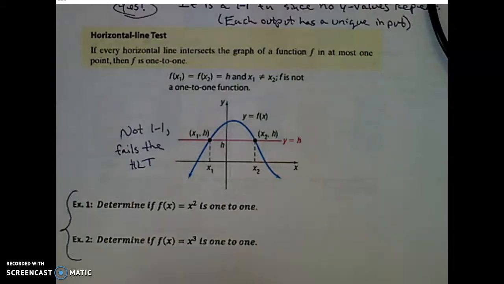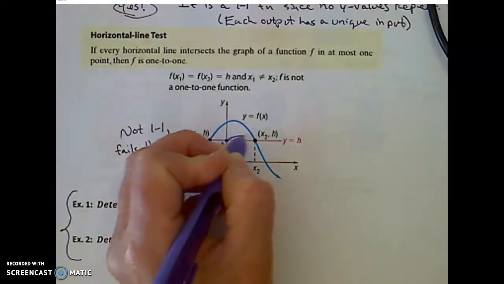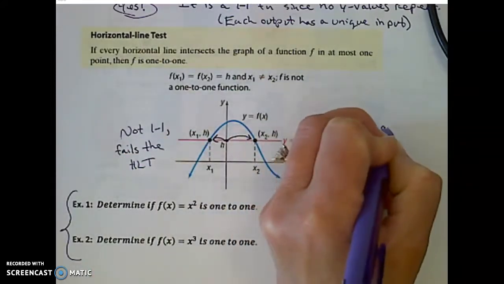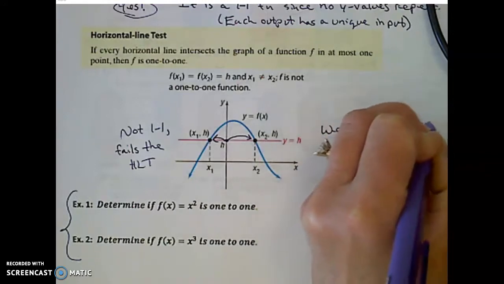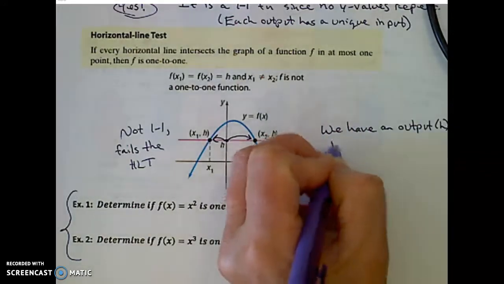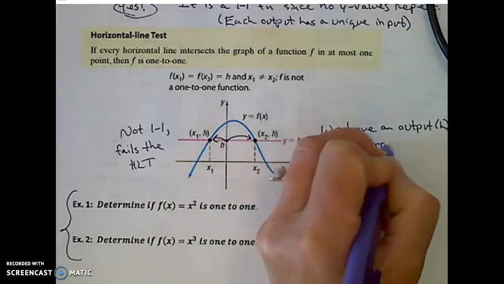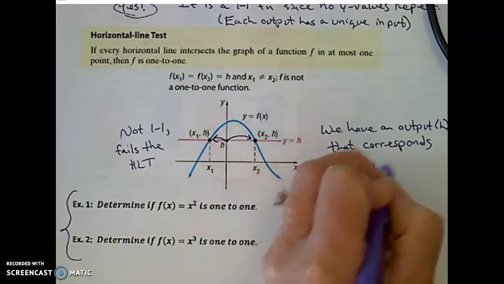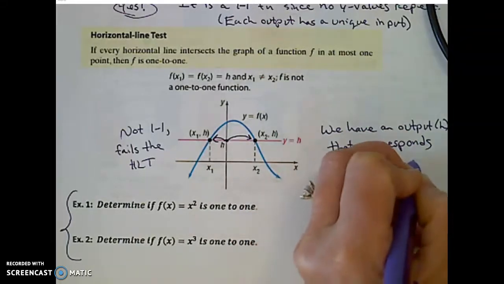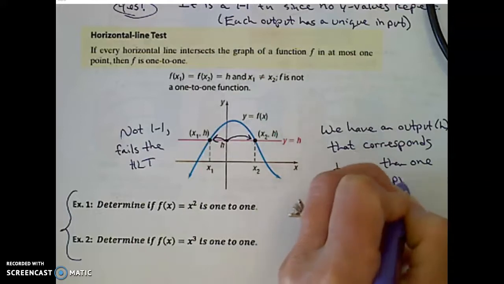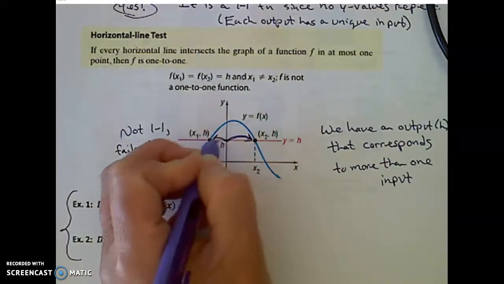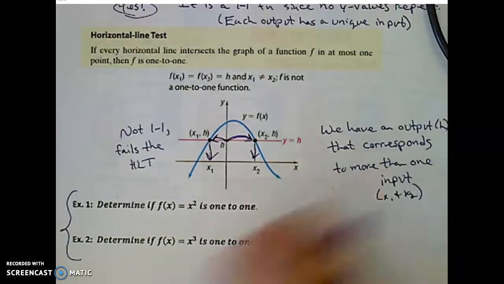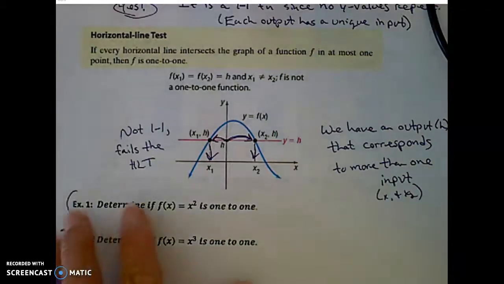Please notice in this case, just to phrase it a different way, I have this value h. We have an output, and that output is h. That corresponds to 2 different inputs, more than one input. So it's this mapping: I have an output that corresponds to 2 different inputs, x1 and x2. So that function is not a one-to-one function.